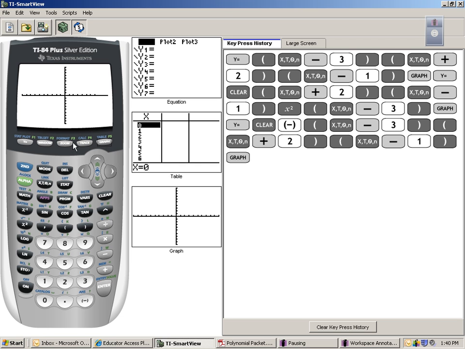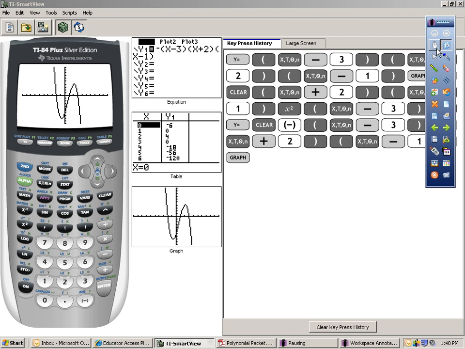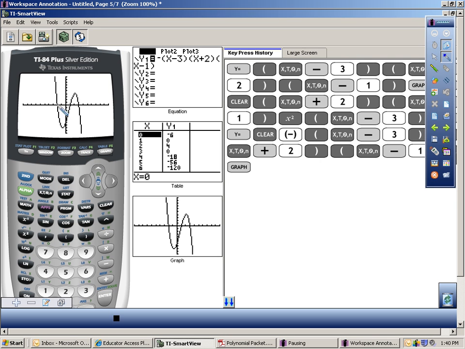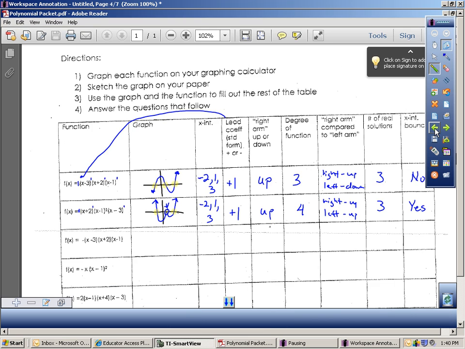And I got this weird looking thing again. When I analyze this carefully, it looks like it's intersecting the x-axis at -2. It looks like it's intersecting at 1, and it looks like it's intersecting at 3 again. All right, so let me go back to my paper, my introductory table. We got to fill that out, so let's fill that out.